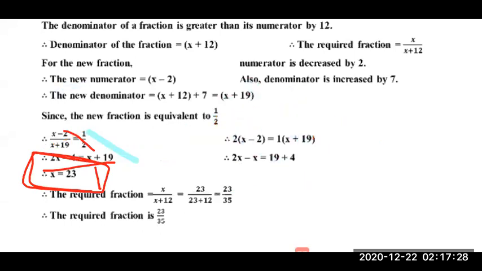I hope you people have understood. It is big but easy only. First, you have to find the equation of the required fraction, then the new fraction, then we have to cross multiply with the equivalent fraction ratio, and we got x as 23. As we got x as 23, the required fraction values we have to put, and we got the required fraction, that is 23 upon 35.